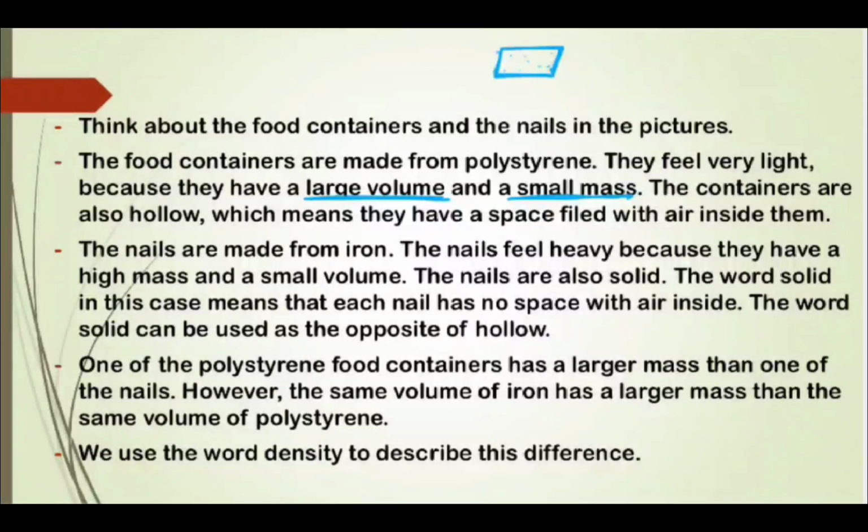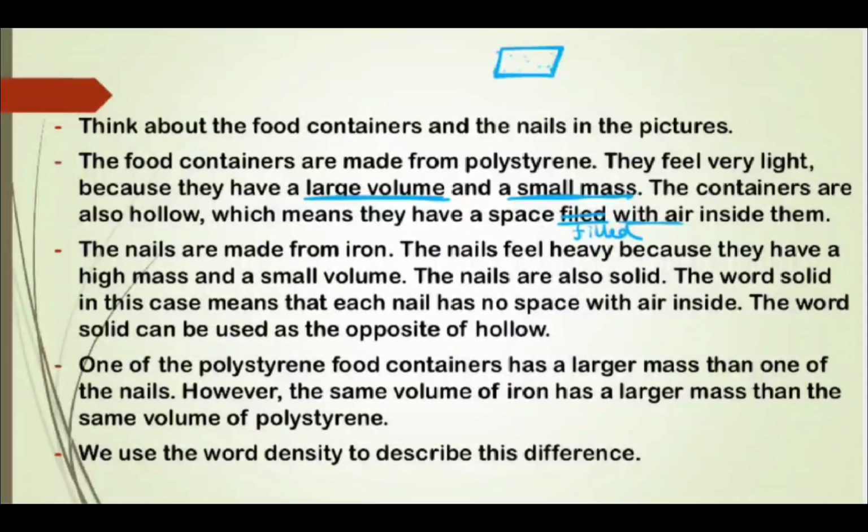The space is more and the number of particles are less. The containers are also hollow. Hollow means more air spaces are there, which means that the space is filled with air. Sorry for the spelling error, children. It is filled with air inside them.